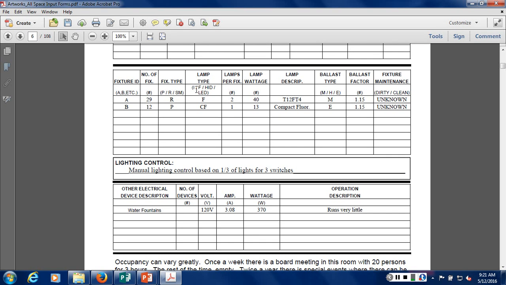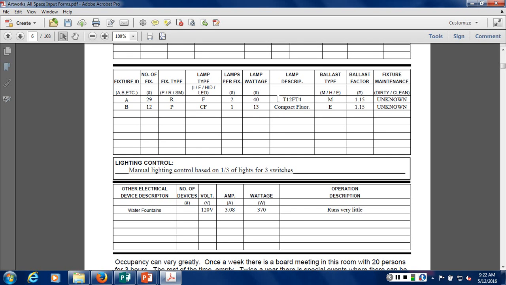Under lamp type, I is incandescent type lamp, F is fluorescent, HID is high intensity discharge, like mercury vapor, metal halide, or high or low pressure sodium. And then LED is self-explanatory. We have the number of lamps per fixture, the wattage per lamp, and then a lamp itself descriptor.